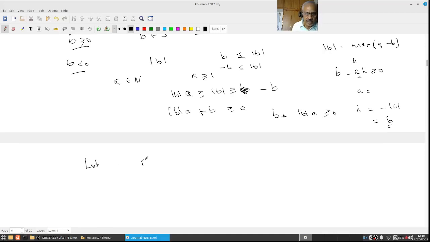Therefore, by the well ordering principle, there exists r in S plus such that r is the least element of S plus.